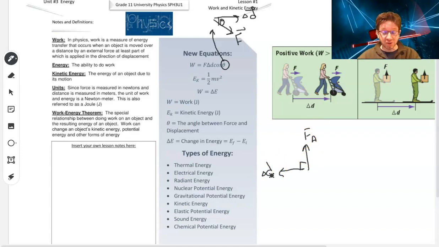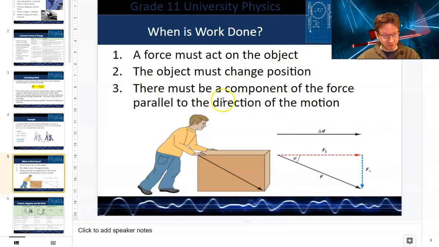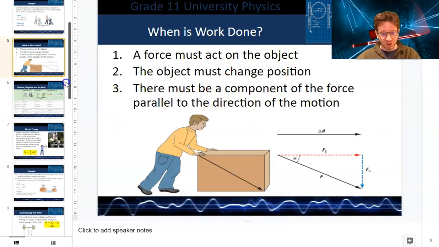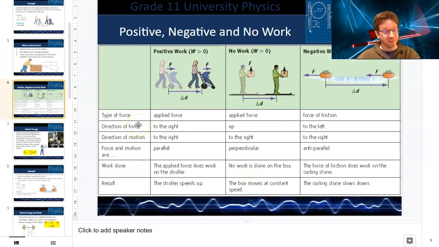And that works in our equation too. If you put theta in as 90 degrees, the cos of 90 is 0, work equals 0. So this is what is required for work to be done. And because of this, we do get three different situations for work: positive, negative, and no work. So let's look at these examples. In this first example, here we have someone applying a forwards force on a stroller, and the stroller therefore moves forward. If that force is in the same direction as displacement, you get positive work.